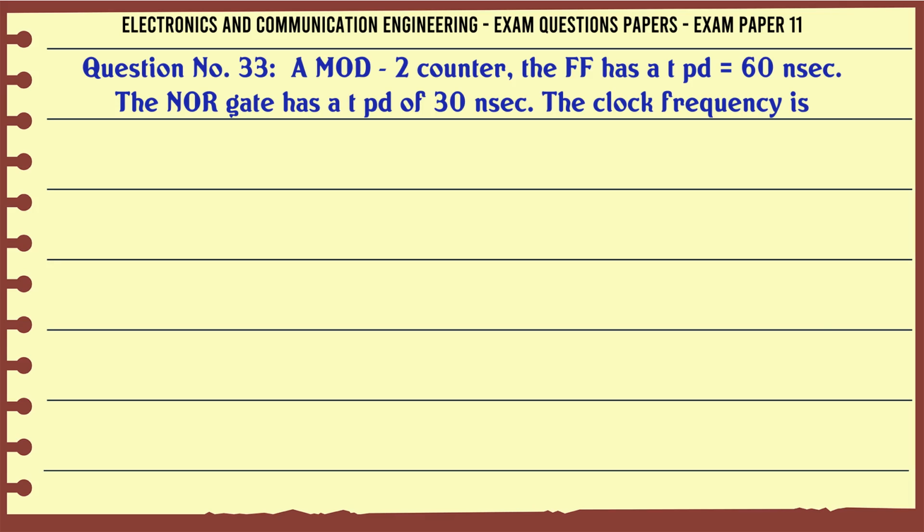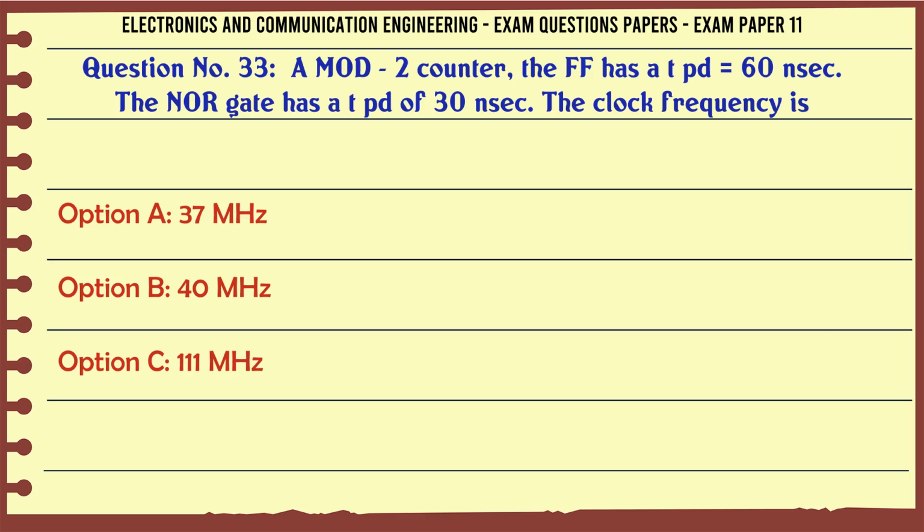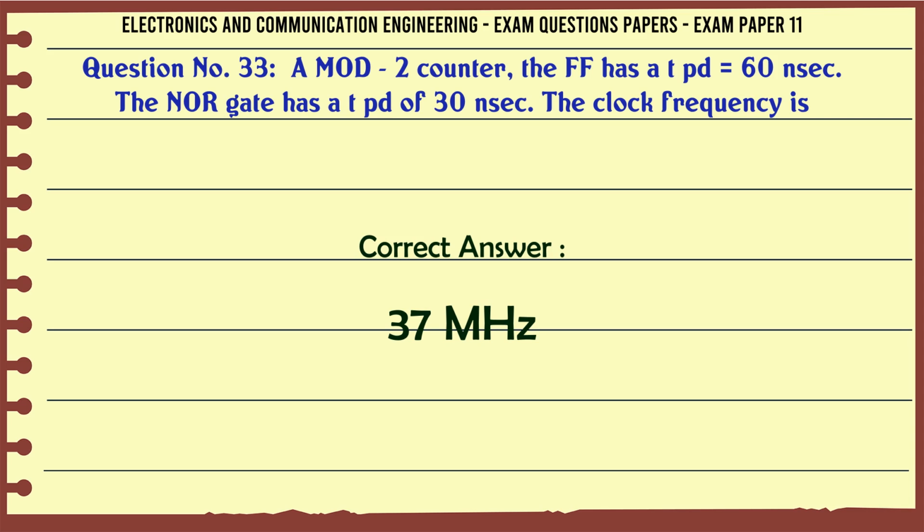In a mod 2 counter, the flip-flop has a propagation delay TPD of 60 nsec. The NOR gate has a TPD of 30 nsec. The clock frequency is: A, 37 MHz; B, 40 MHz; C, 111 MHz; D, none. The correct answer is 37 MHz.